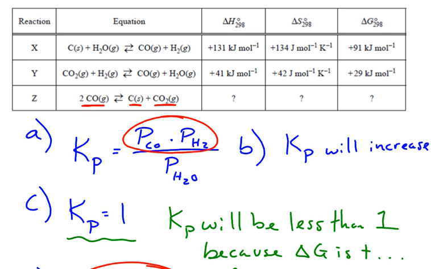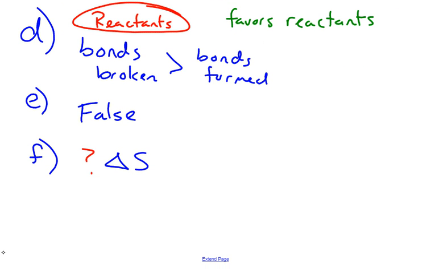We are going from 2 moles of a gas to 1 mole solid and 1 mole gas. So change in S would be negative. I am getting more ordered, or less disorder. I went from 2 very high entropy states, 2 moles of gas, to a very organized solid and 1 mole of gas. There is less disorder. And that's what you'd have to say if it asks you to explain.